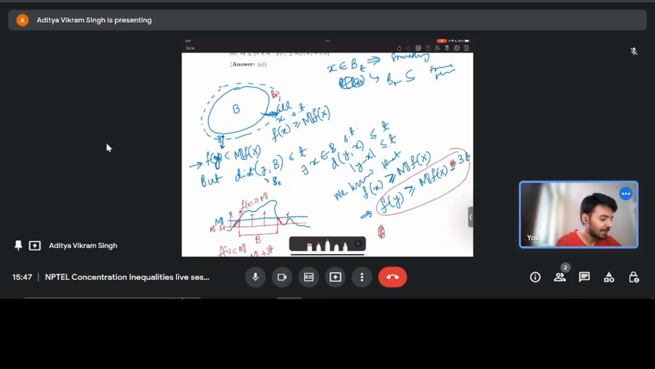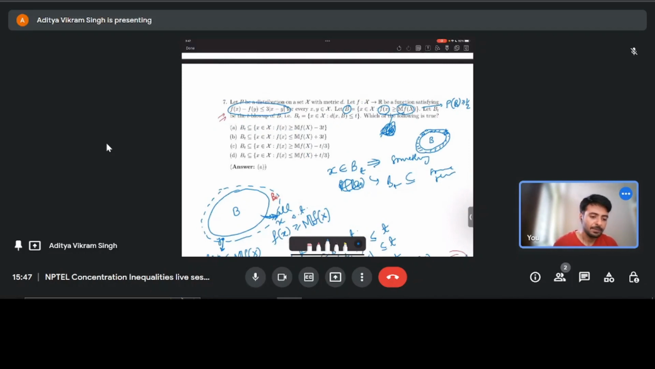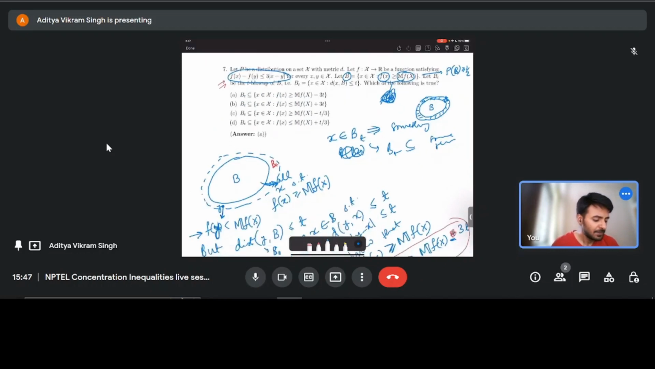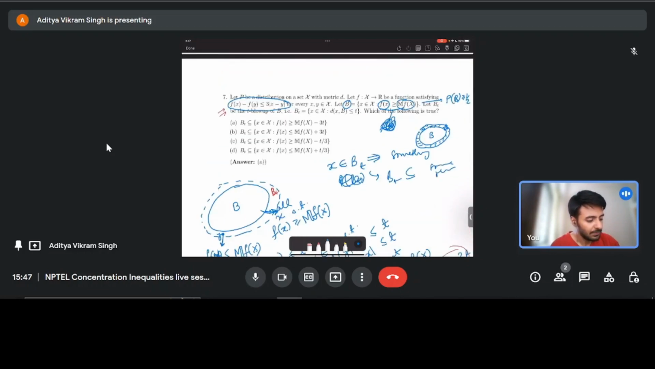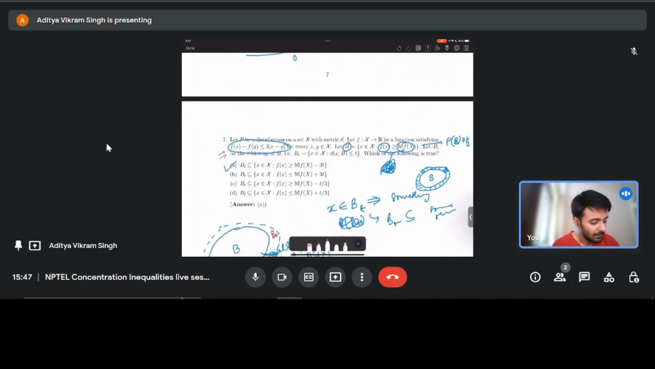So yeah, this was covered in lectures as well, so you can take a look if you're a little confused. But the thing is that going from B to B_t, you're not changing by a lot. So even though f(x) would be less than the median outside B, if you're still in B_t, it cannot be too much less because you're not very far. Okay. Yeah, and so A is correct, right? And all the other options may not be correct.